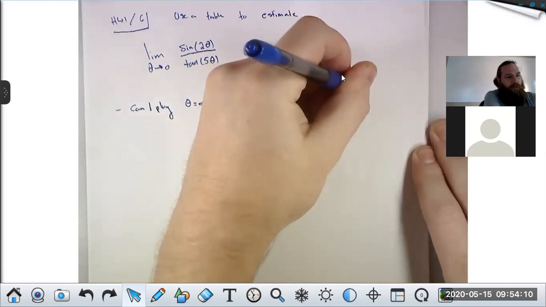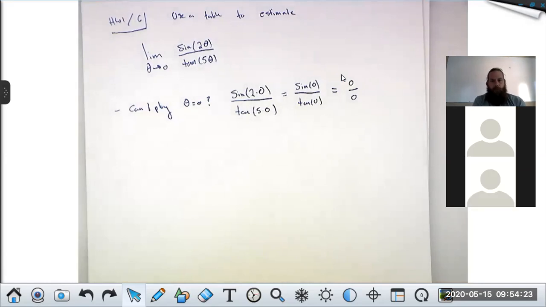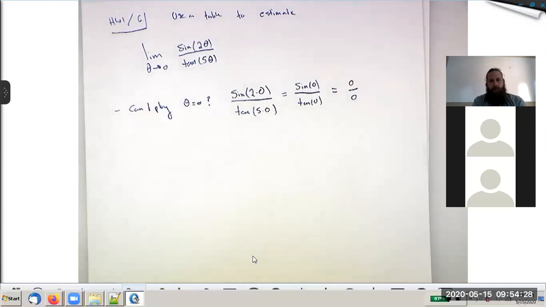Sine of 0 is 0. The tangent of 0 is 0. So what is this expression? 0 over 0. It's undefined. It's problematic, to say the least. It's problematic because the denominator is 0, right? If the numerator was 0 and the denominator wasn't 0, that wouldn't be a problem. But since they're both 0, we're in real trouble, specifically because the denominator is 0.